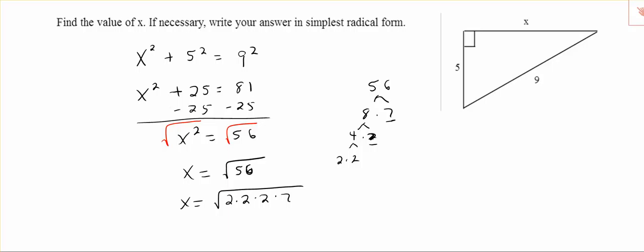So I see I have a pair of 2's here. That's the same thing as 4, and the square root of 4 is 2, so that tells me that I can bring a 2 to the outside of the radical. Now the 2 times 7 would stay inside the radical because they don't have any pairs. So I would end up with 2 times the square root of 14.